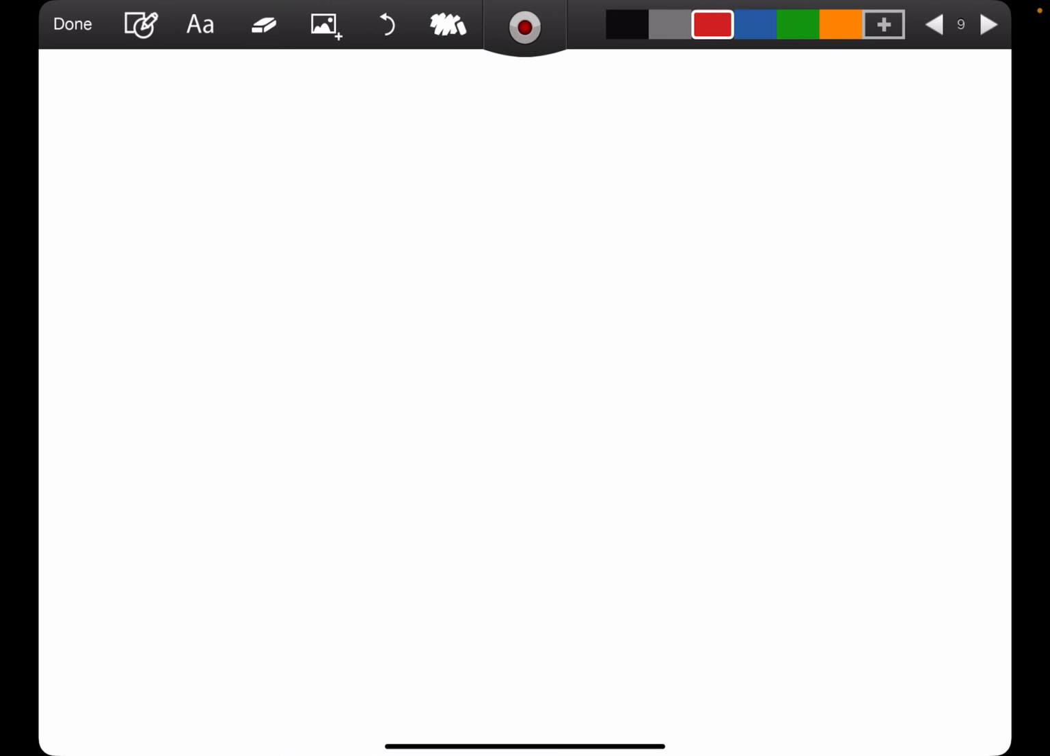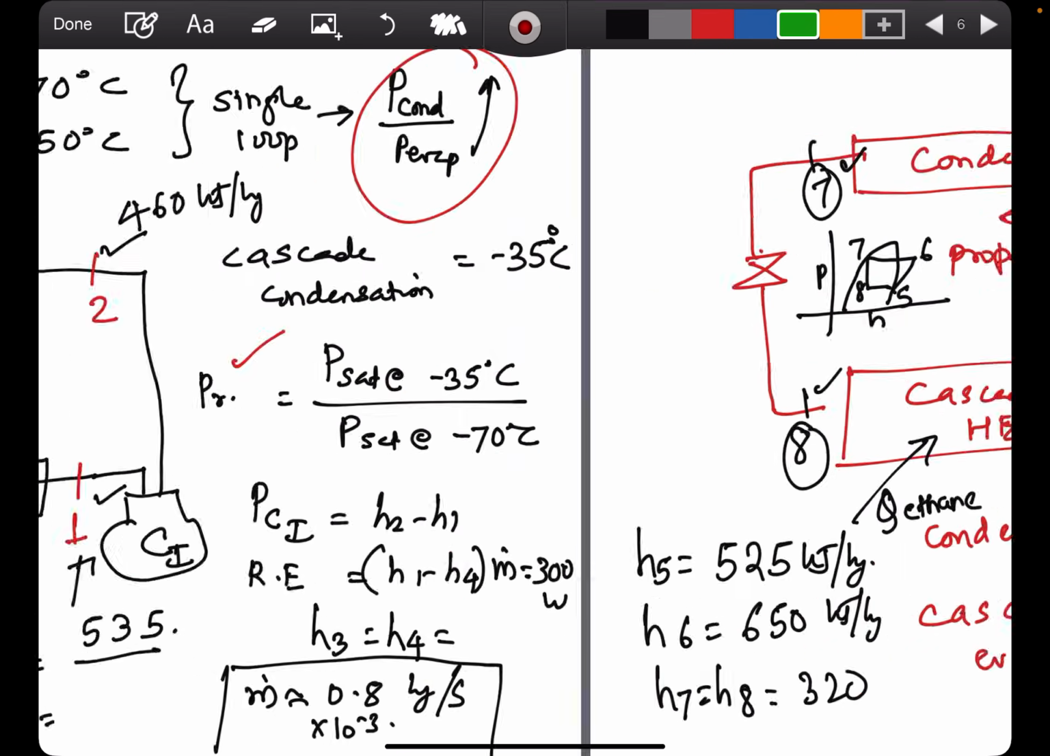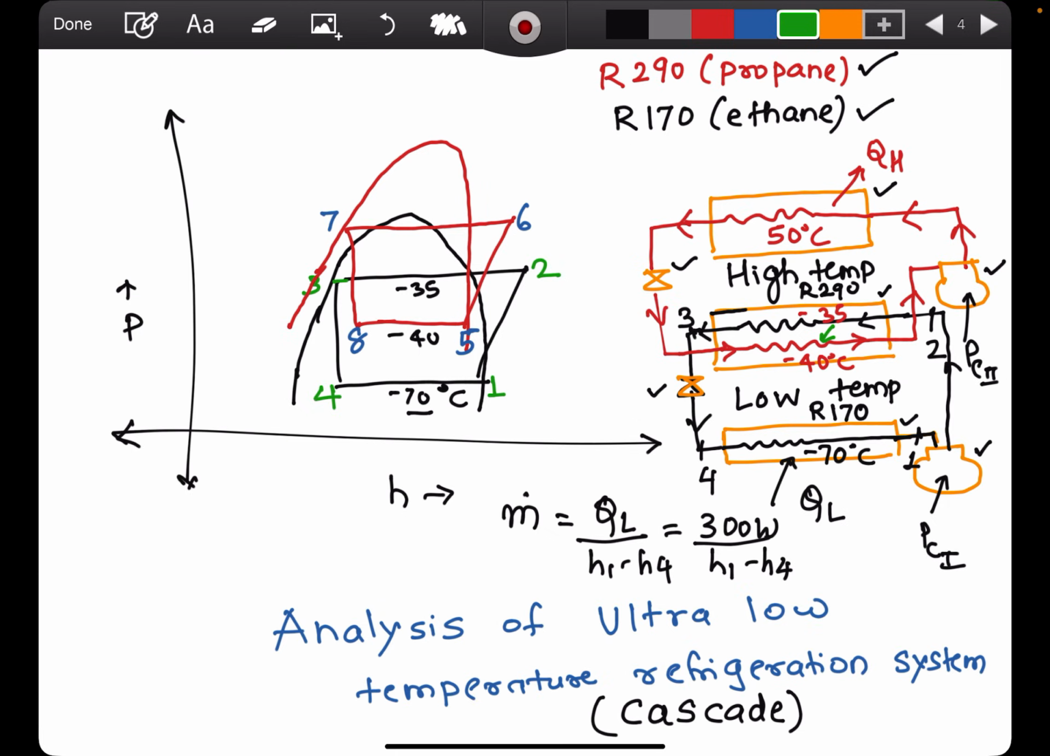Then if you want to find the COP, coefficient of performance, what would it be? If you look at this diagram carefully again, the coefficient of performance would be the refrigerating effect, that is QL, upon the power consumed by this compressor and this compressor. So QL upon PC1 plus PC2. Here I will just show this 5, 6, 7 and 8 over here.